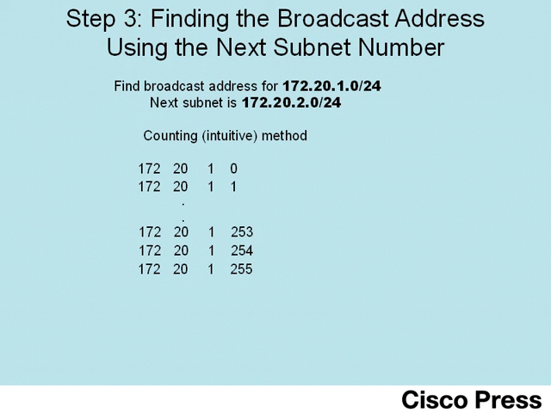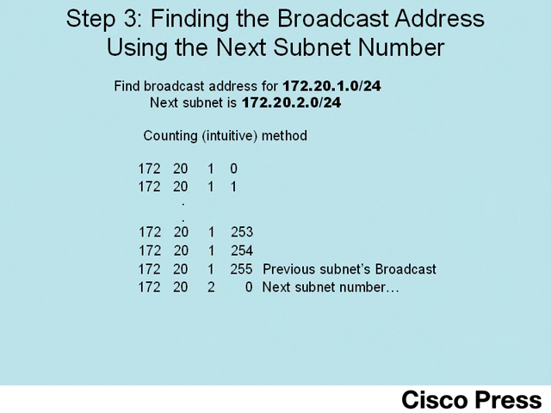Now when you try to add 1 in the 4th octet, you'd get 256. Well, you can't write that down. That's out of range. So you'd write down a 0 in the 4th octet and carry a 1, which gives you 172.20.2.0. Of course, that's the next subnet number. So the number prior to that is 1 less, 172.20.1.255, and that is the previous subnet's broadcast address.